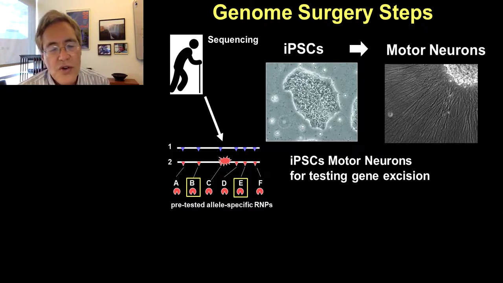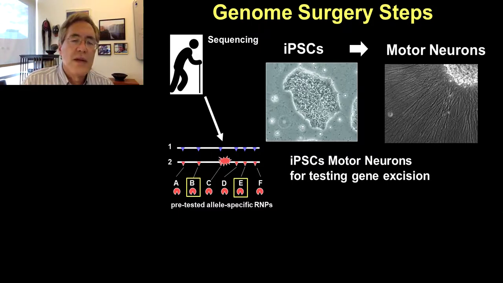And one of the great things about the motor neurons, as well as the RPE, I didn't have time to show you the RPE, but we have beautiful RPE growing. And we have beautiful motor neurons also growing from the iPS cells. And as indicated here, we can actually take the iPS cells and in a few days actually make motor neurons.